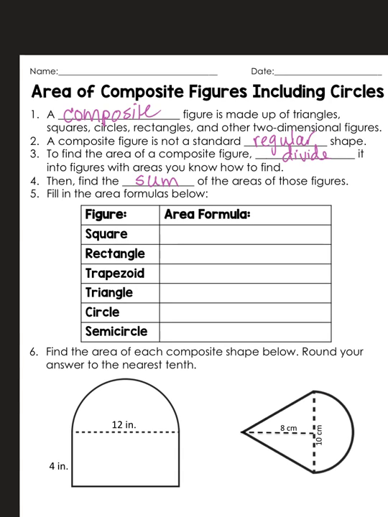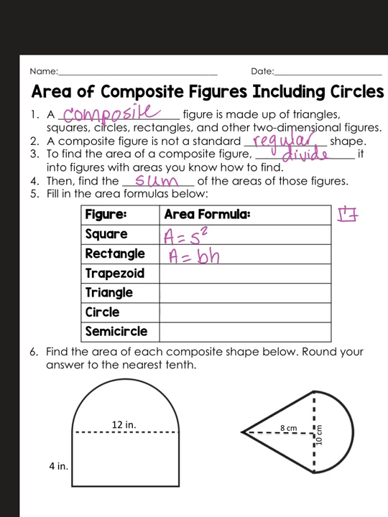Okay, a square is like a rectangle, and so it would be length times width, but because the length and the width are the same, that's like side times side. So we're actually just going to say area equals side squared. Rectangle is area equals base times height.